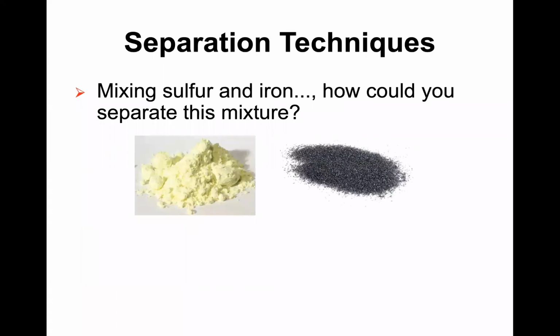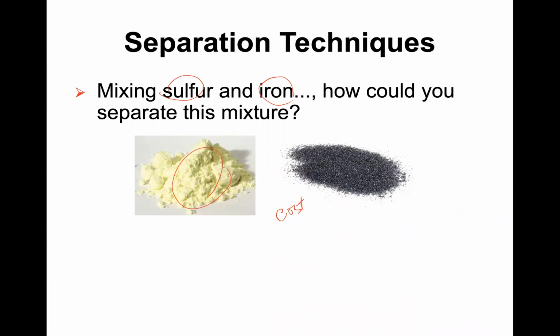Let's look at it here. Suppose you have a mixture of sulfur, which will be these yellow powders, and iron. For example, iron is a powder as well. If you mix them together, which method can you use to separate them? Remember, I told you we have to consider the cost of the method. Some methods are very easy to do, but very costly. You have to use expensive reagents or expensive equipment. Some will be very easy.